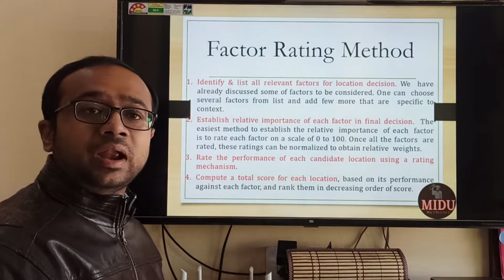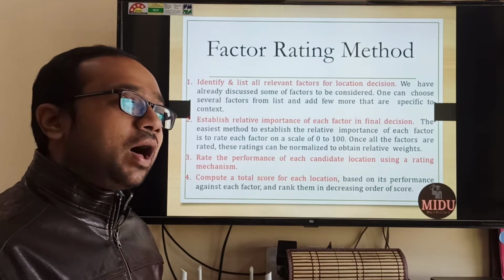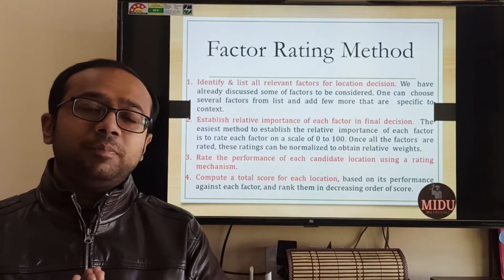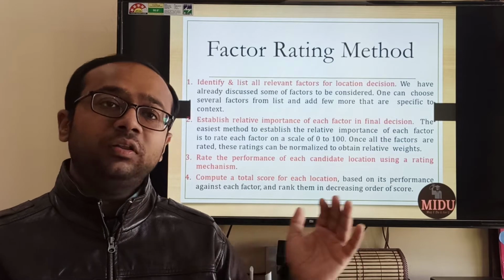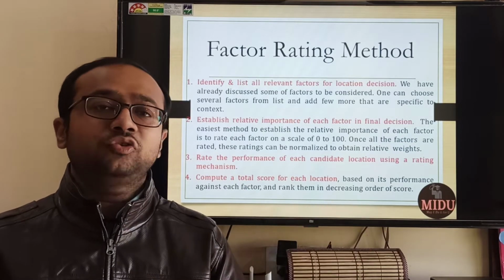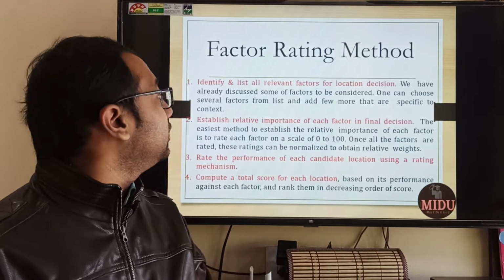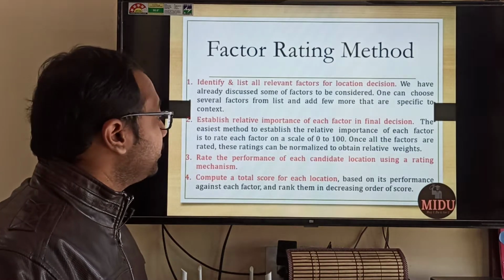Compute that total score and list the locations in descending order. So ideally, if feasibility permits, the first is to be selected. If not, then go for the second. If not, then the next, and so on. Let us discuss this with an example and it will be very clear to you.